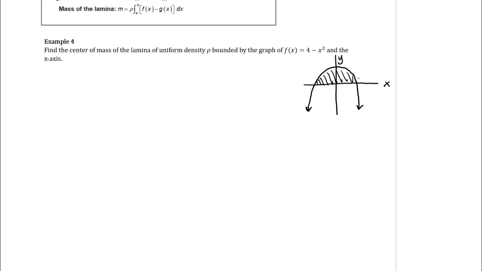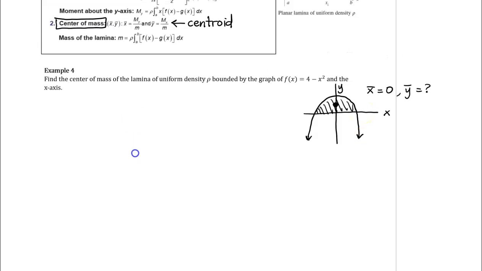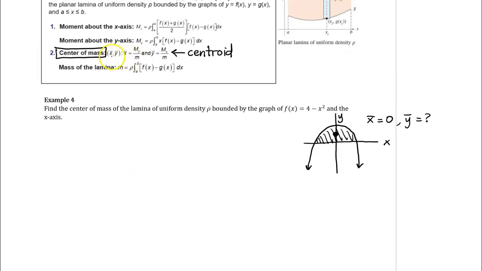So if I'm looking for the center of mass of that region, hopefully we can see that the center of mass has to be on the y-axis. So I definitely know that x bar is equal to 0. What we don't know is y bar. We will also calculate and verify that x bar is equal to 0, but just from looking at the region we can see that.